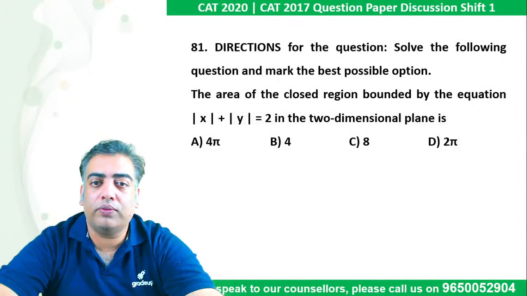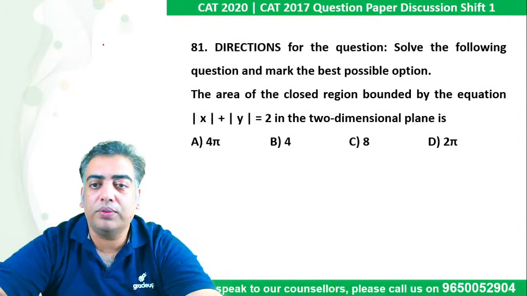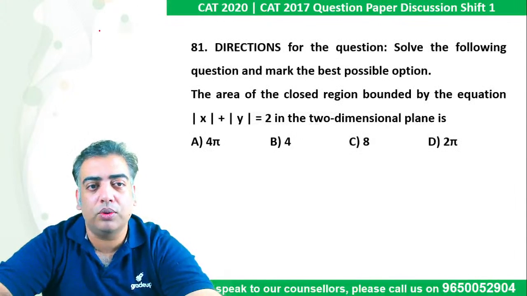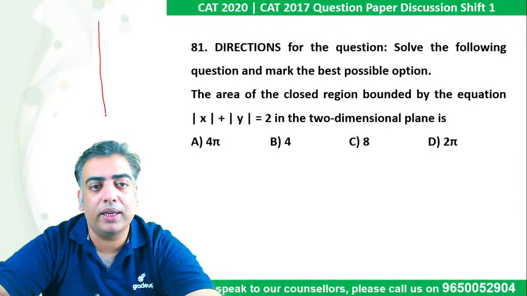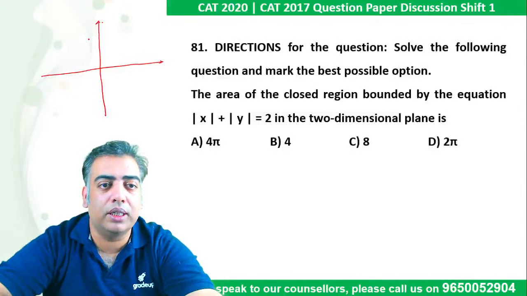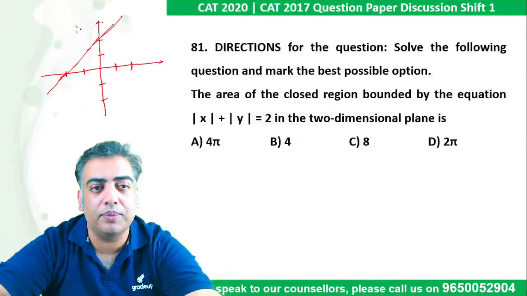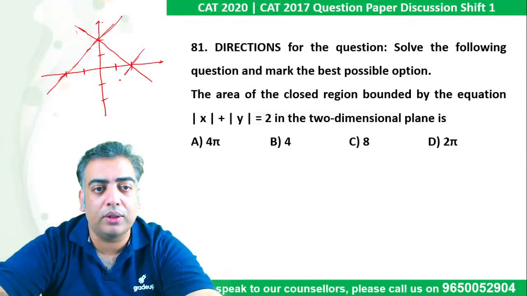Here it says solve the following question and mark the best possible option. The area of the closed region bounded by the equation mod x plus mod y equal to 2. So first of all, let's draw the graph of mod x plus mod y equal to 2. So it will be intersecting at 2 on the x-axis, positive as well as negative side, and likewise on the y-axis. So this is the graphical representation of mod x plus mod y equal to 2.